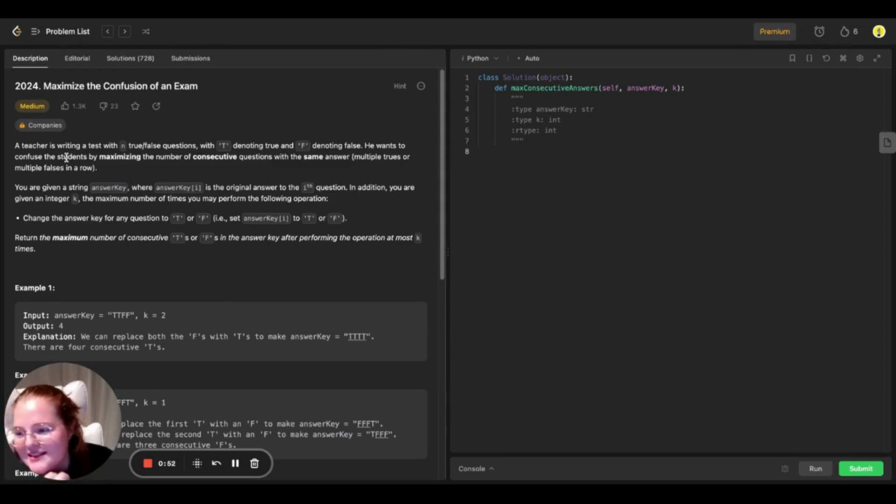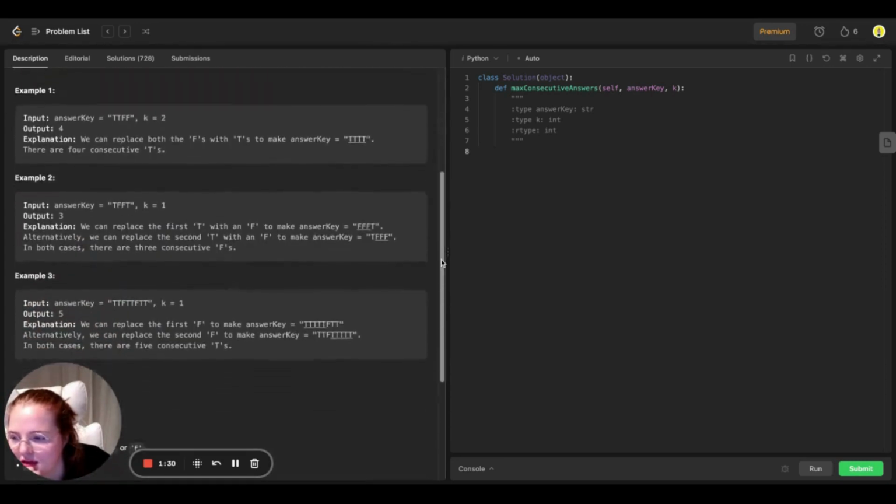Okay, so a teacher is writing a test with N true and false questions, with T denoting true and F denoting false. He wants to confuse the students by maximizing the number of consecutive questions with the same answer, multiple trues or falses in a row. You're given a string answerKey, where answerKey[i] is the original answer to the ith question. In addition, you're given an integer k, the maximum number of times you can perform the following operation: change the answer key for any question to true or false. Return the maximum number of consecutive trues or falses in the answer key. You have to perform the operation at most k times.